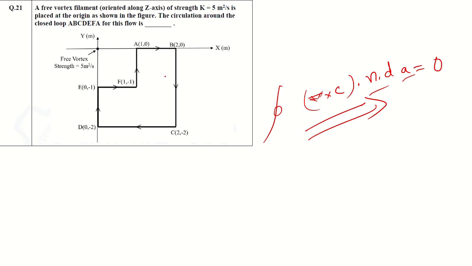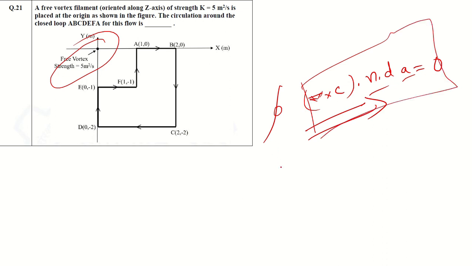You can see here is the closed surface, and the vortex is given on this side. The circulation around the closed loop is defined by this formula. So for a closed surface, the circulation around the closed loop is 0, then we will write 0. You can even solve it manually one by one, A to B, B to C, C to D, and finally you will get a 0 answer.